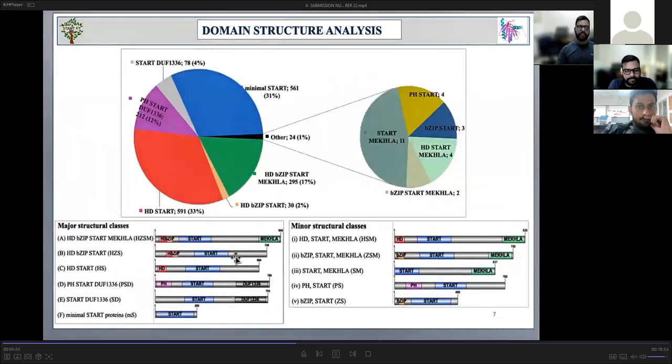Based on domain structure analysis, START domains of plants were classified into 6 major structure classes, namely HD-associated START, HDZS, HDB START, HZS, HS, PSD, SD, and minimal START. In addition, a few peculiar or minor structure classes were also found in some of the plant species. Among the minimal START proteins, START domains are not associated with any additional functional domain.